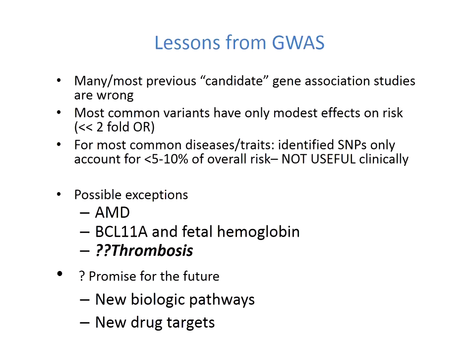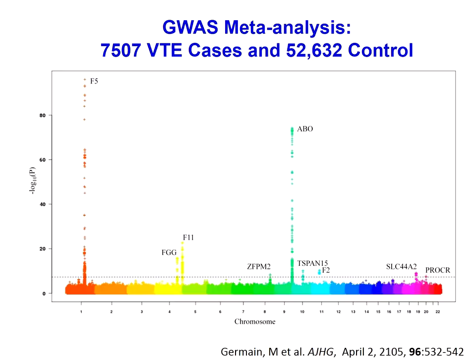So what about thrombosis? Well, here's the most recent summary. This is a meta-analysis of all the available GWAS data for VTE, for venous thromboembolic disease, a total of 7,507 cases. This was just reported a few months ago in the American Journal of Human Genetics, and this data has also been presented by Germain et al. here at this meeting. And this is relatively small for GWASs of other complex diseases like diabetes and hypertension, et cetera.